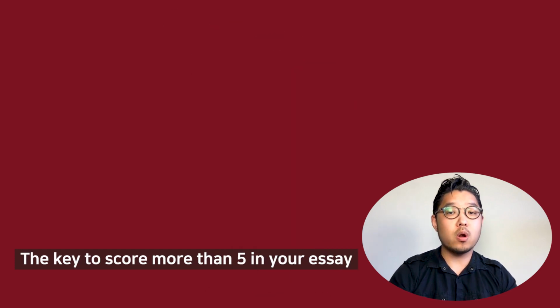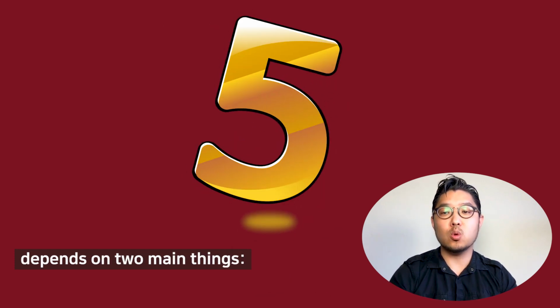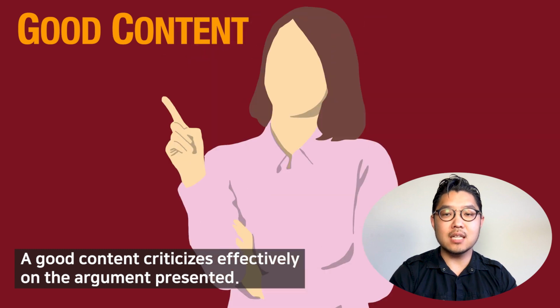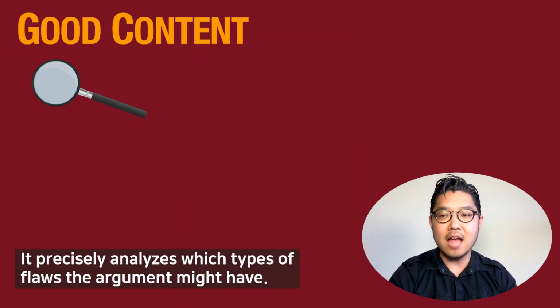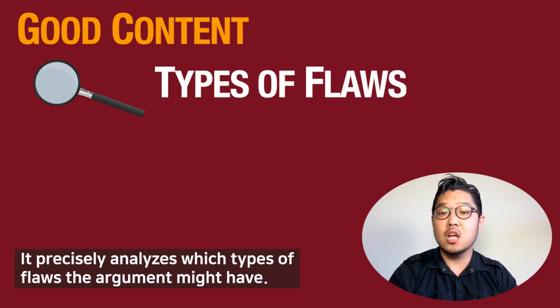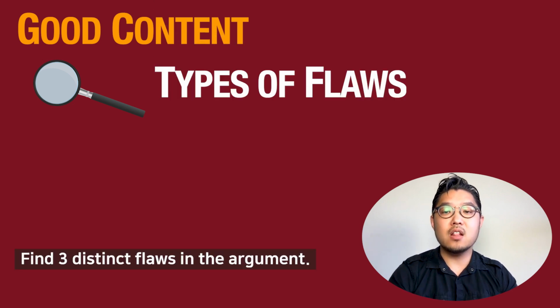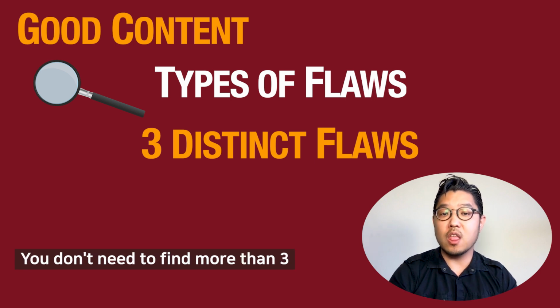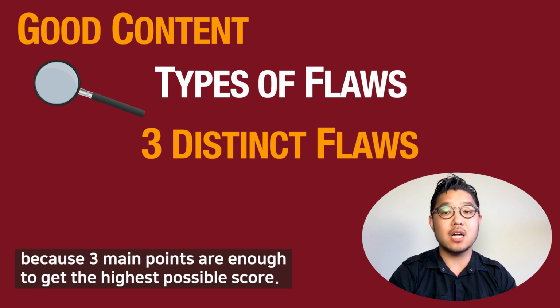The key to scoring more than 5 in your essay depends on 2 main things: content and structure. Good content criticizes effectively the argument presented. It precisely analyzes which types of flaws the argument might have. Find 3 distinct flaws in the argument. You don't need to find more than 3 because 3 main points are enough to get the highest possible score.